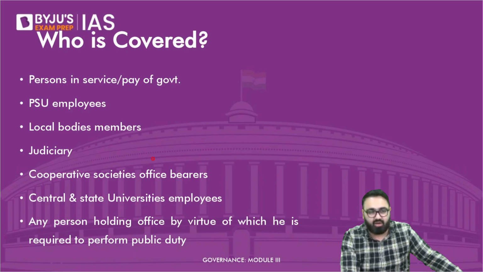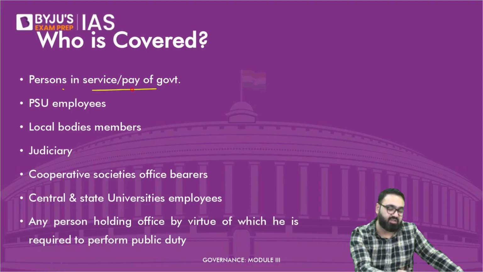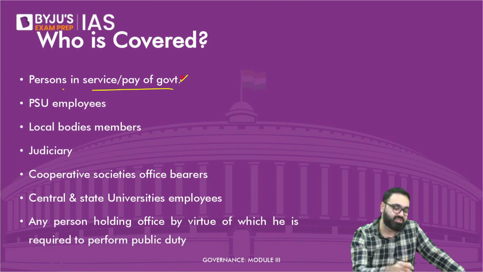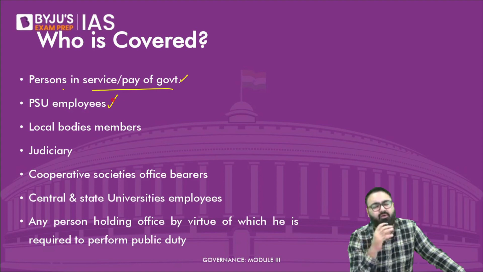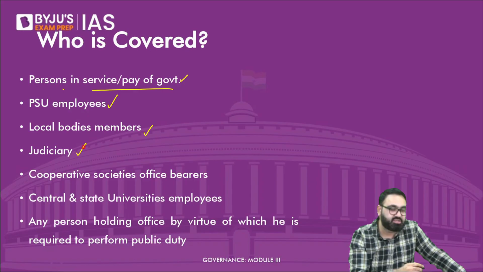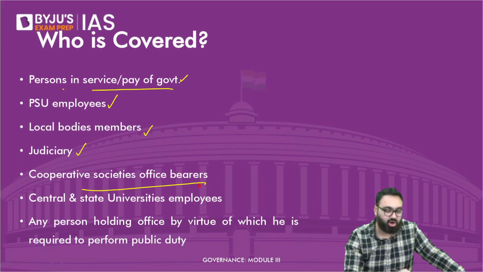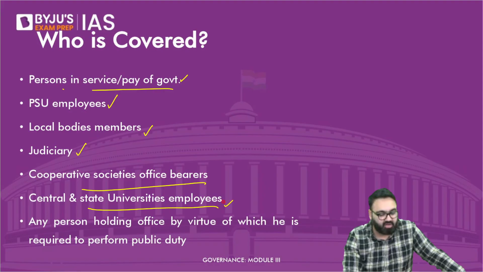Now, who is covered? Against whom can you actually go ahead and file a complaint? Any person who is working with the government or taking a salary from the government. Any PSU employees or government servants working for government companies also. Local body members also are covered under this. Even the judiciary is covered under this. Cooperative societies' office bearers are covered under this. Central and state government employees are also covered under this.